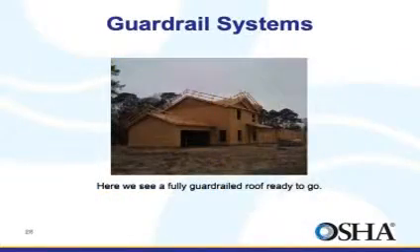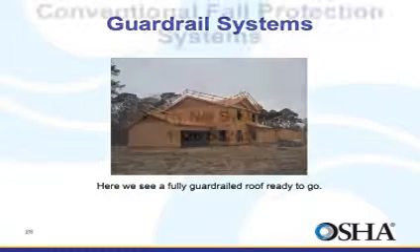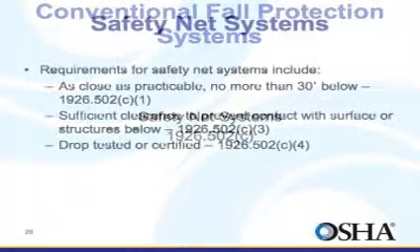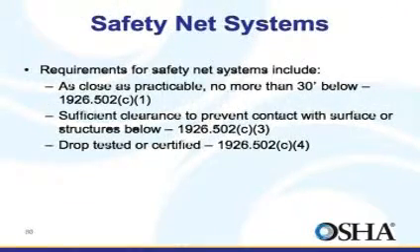Here are guardrails that were either positioned prior to or after sheathing and left in place for the follow-along trades to do their jobs. Proper coordination can lead to one system serving the needs of several trades. Next, we'll take a look at safety nets. Although not frequently used in residential construction, safety nets are another means of arresting falls.